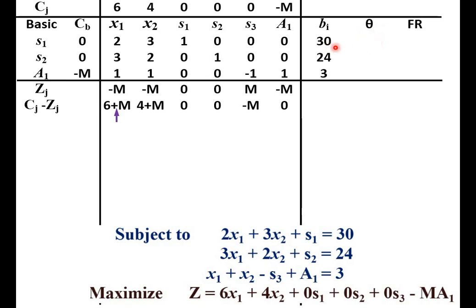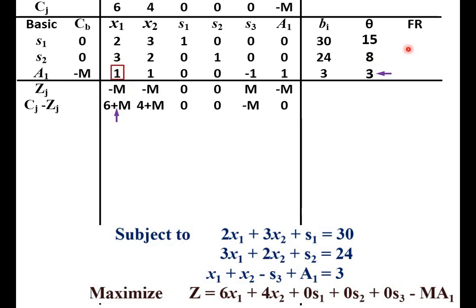Now for the selection of the key row, you need to find theta first, and it is also very simple: bi divided by the corresponding value from the key column. So it will be 30 by 2, which is 15. Next 24 by 3, that means 8. Next 3 by 1, that means 3. Now select the minimum positive ratio always, irrespective of the nature of the objective function. And so this is considered as the key row. The intersection of the key row and key column is known as the key element.